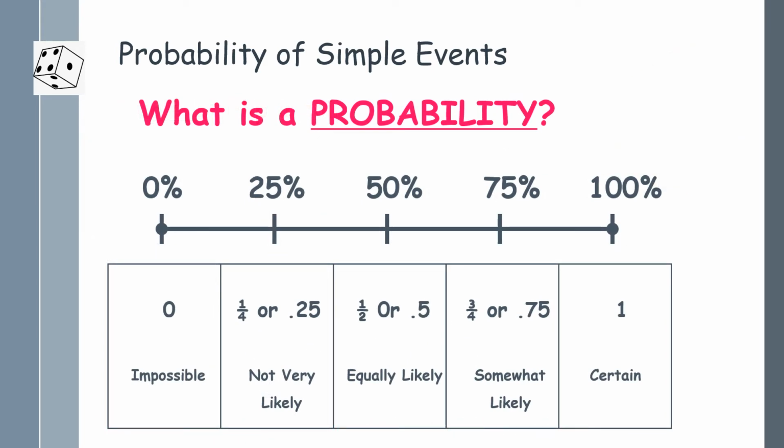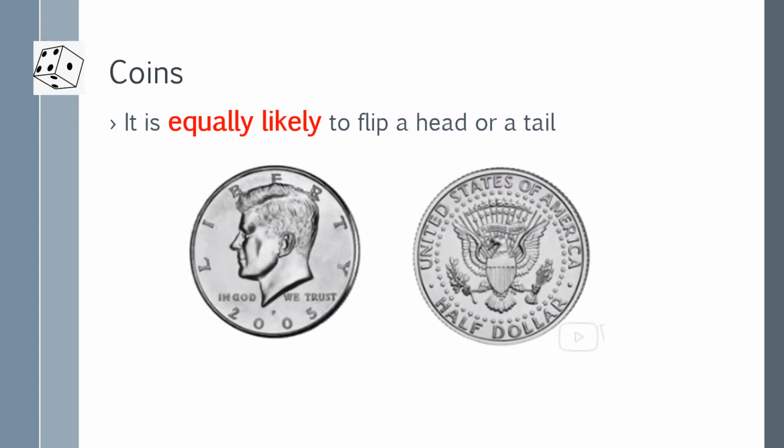Looking at this continuum, we can find the likelihood of flipping a tail when we flip a coin. Since the probability was 1/2 or 50%, we can say there's an equal likely chance to flip a head or a tail on a coin.